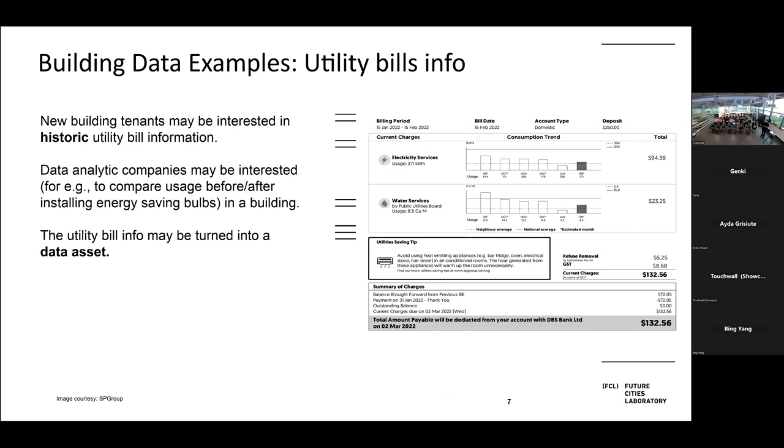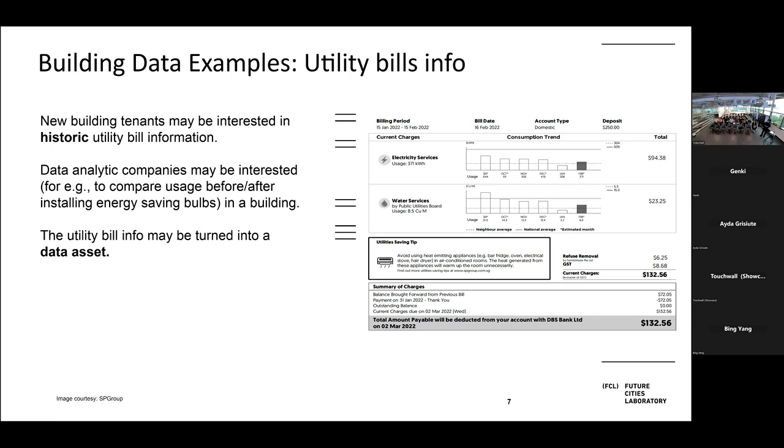And the question is, who may be interested in it? It can be any of the new building tenants. They might be interested in the historic usage and what it is going to cost them. Or it could be that the building owner has decided to install electricity-saving bulbs, and wants to compare the power usage before and after installation of those bulbs. So this is another example of building data that can be transformed into an asset.